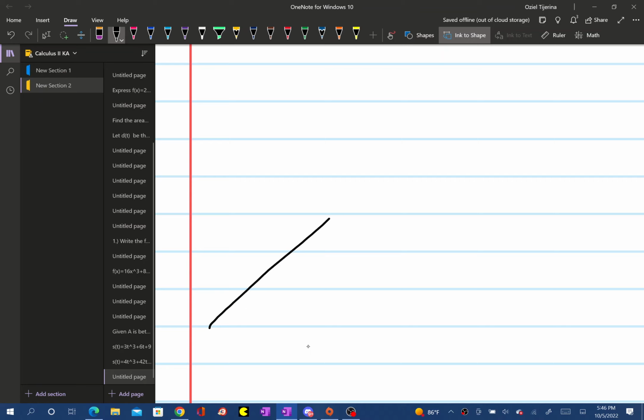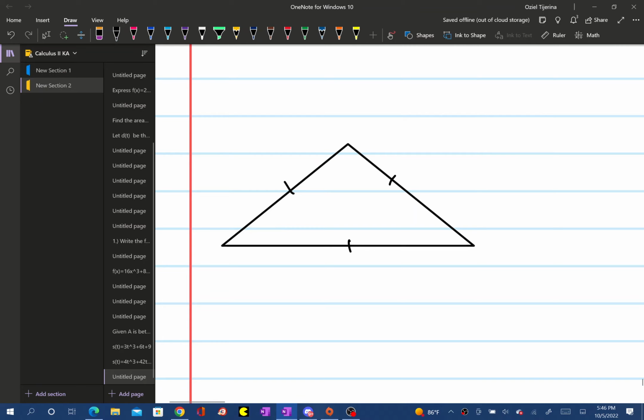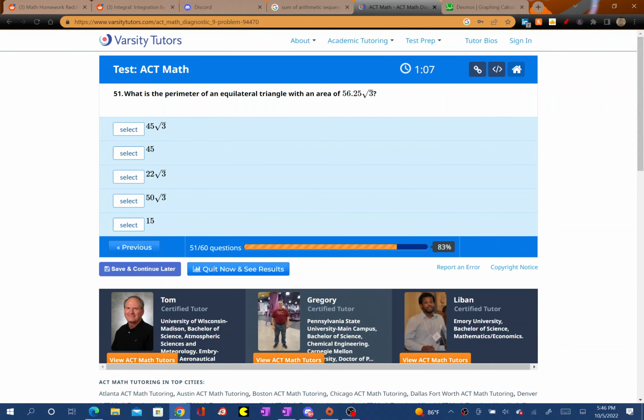Like, whatever, I don't know. Basically, all these sides are equal. And the area of the triangle, so the area is 56.25 square root 3.